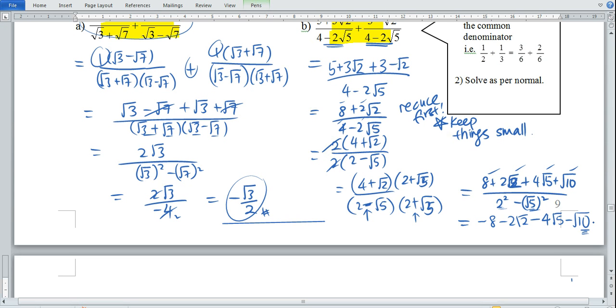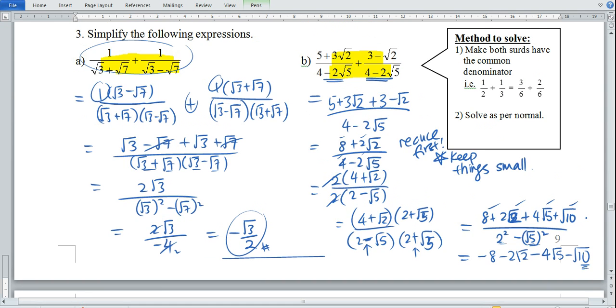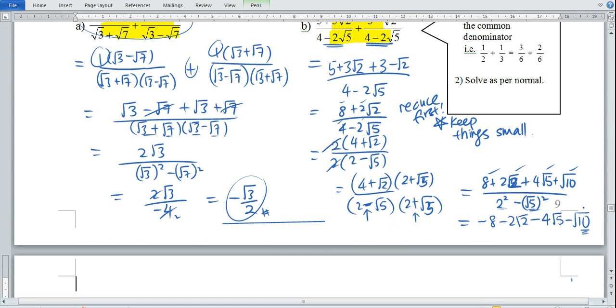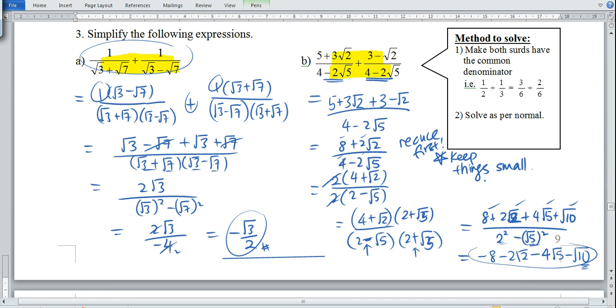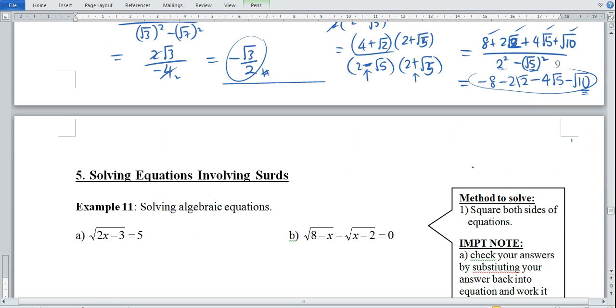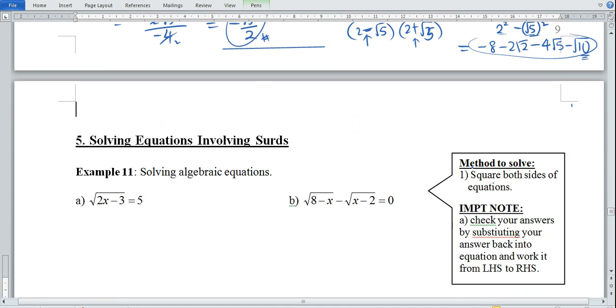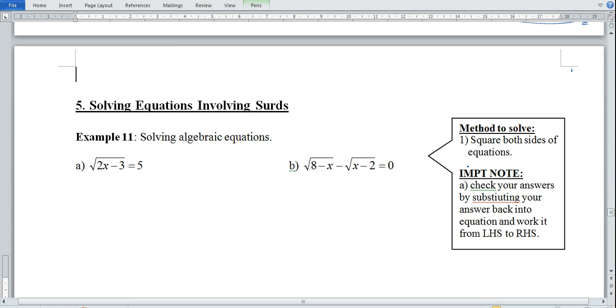If you find your answer suspicious or you have some doubts, you can always check using the calculator to evaluate the question and your answer and make sure that they tally. Okay, so that's all for today's lesson on rationalizing. Next lesson, we will talk about how to solve equations with surds. Okay, thank you.